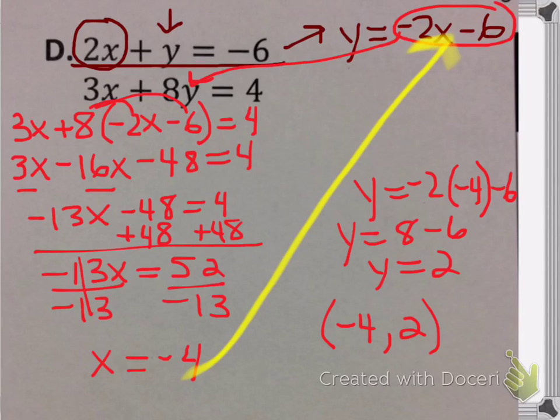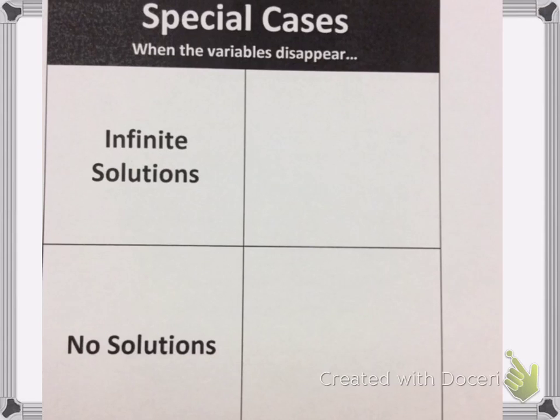So it's a little bit more work that way, and in the future, maybe the next note-taking guide, I believe, I'm going to teach you a method called the elimination method that works better and easier when your equations are in standard form and neither equation is solved for one of the variables. But we'll show you that next time. All right, let's keep going.